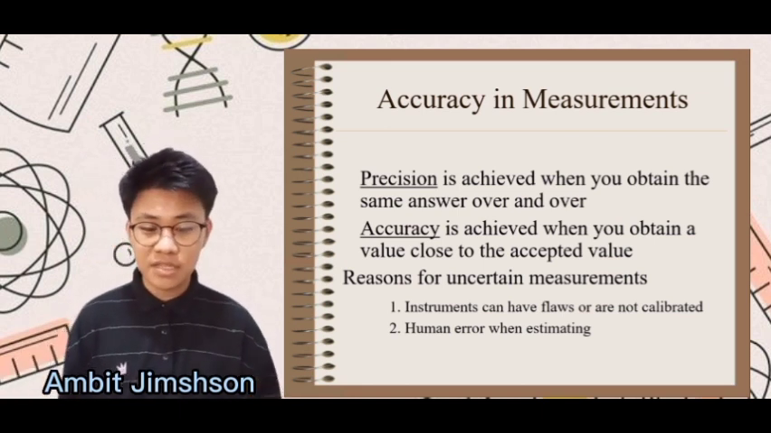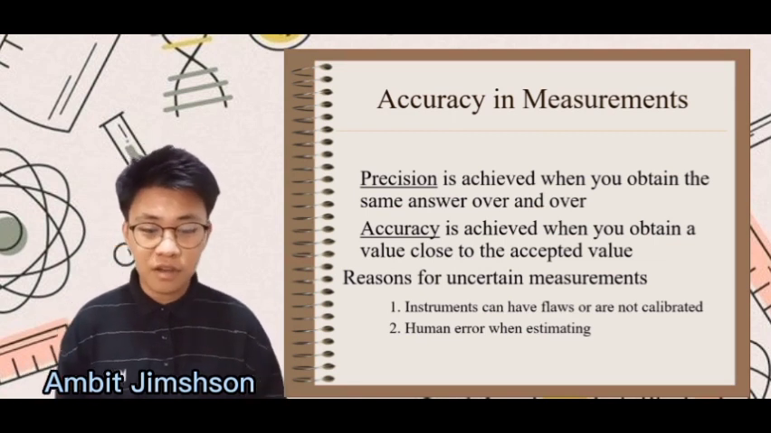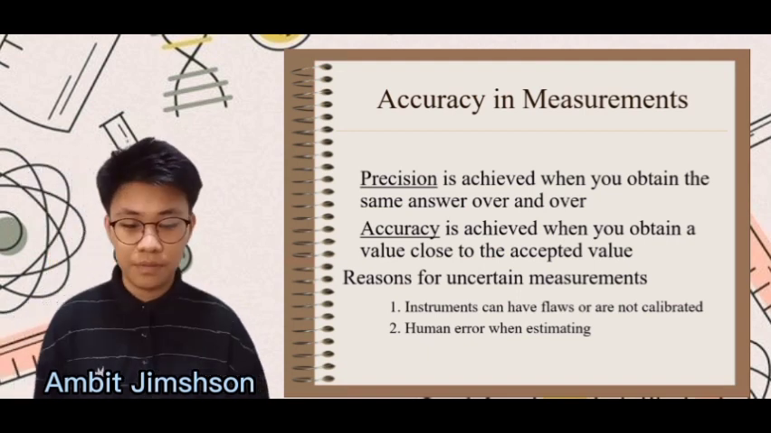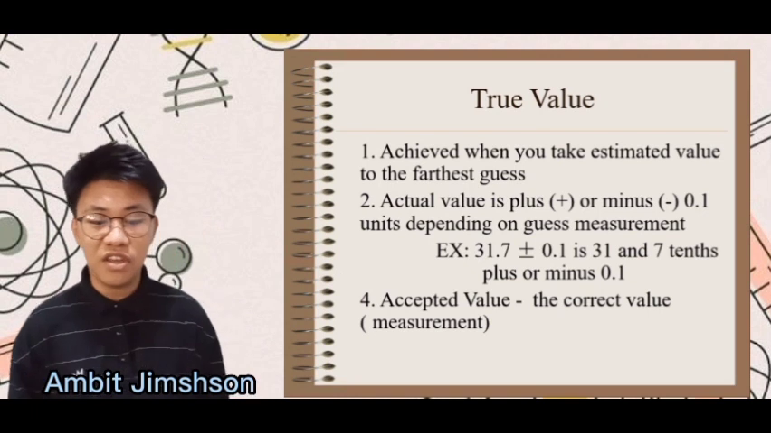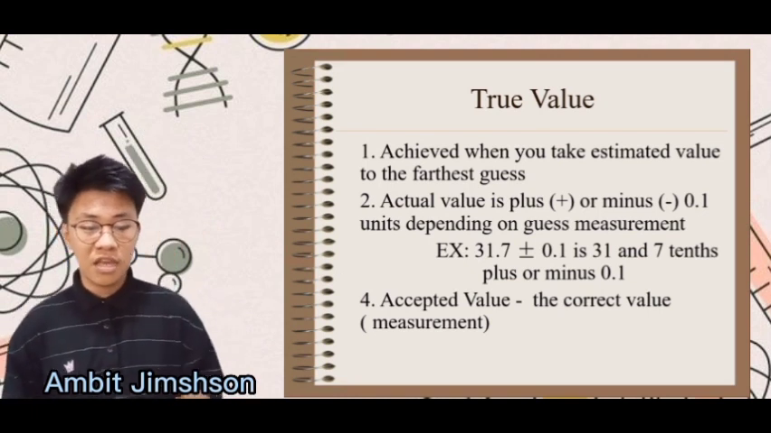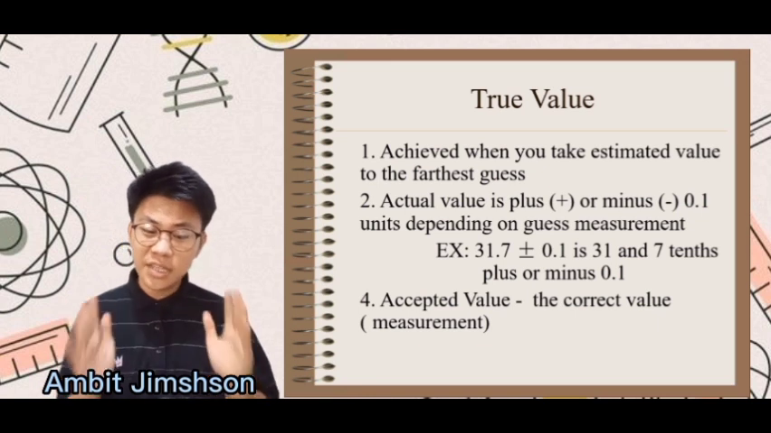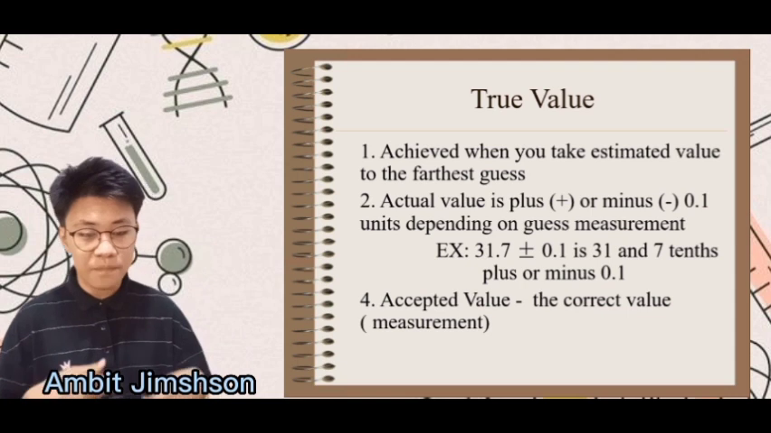Uncertain measurements can occur due to instrument flaw, calibration issue, or human error during estimation. The true value is the estimated value taken to the farthest guess and expressed with an uncertainty range. The accepted value is the correct value or measurement.